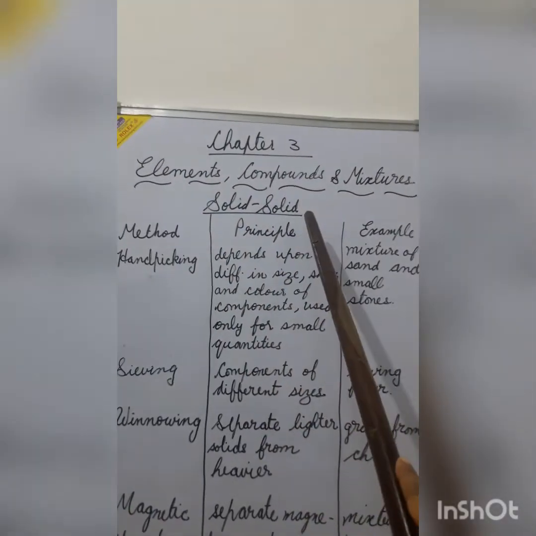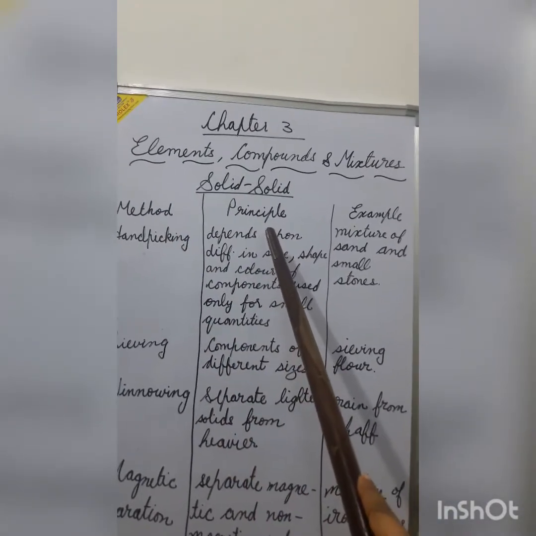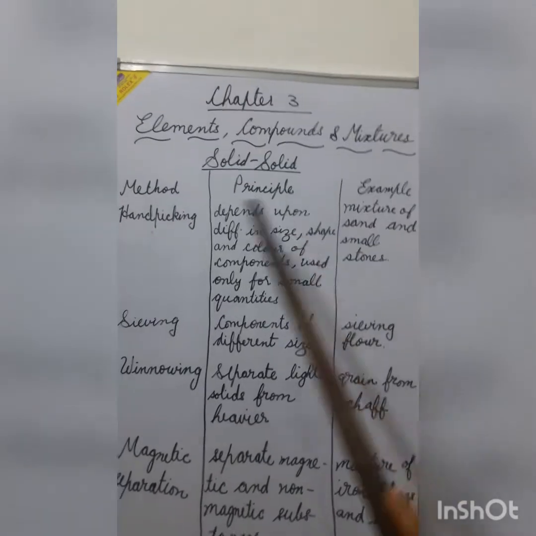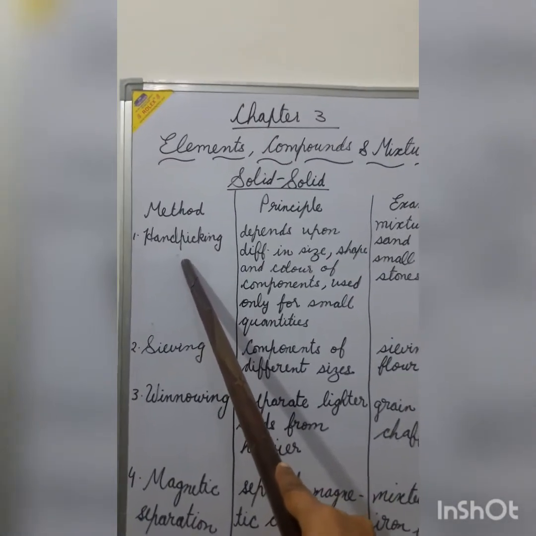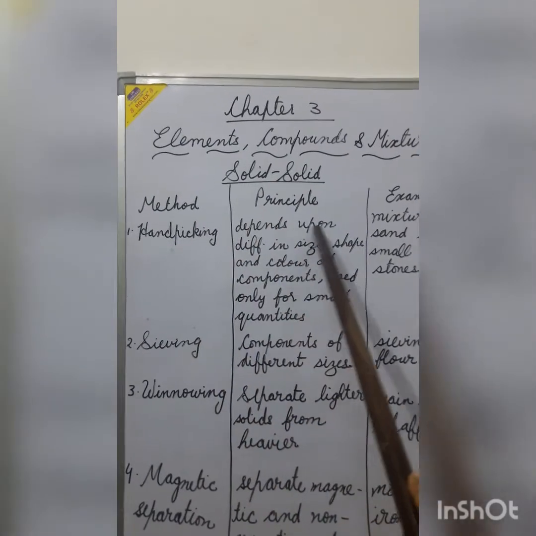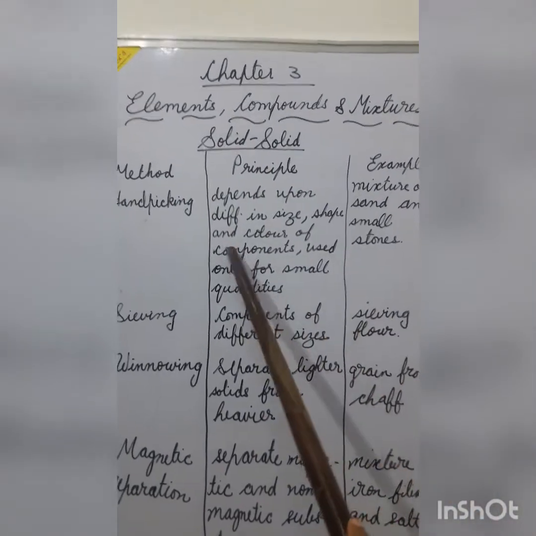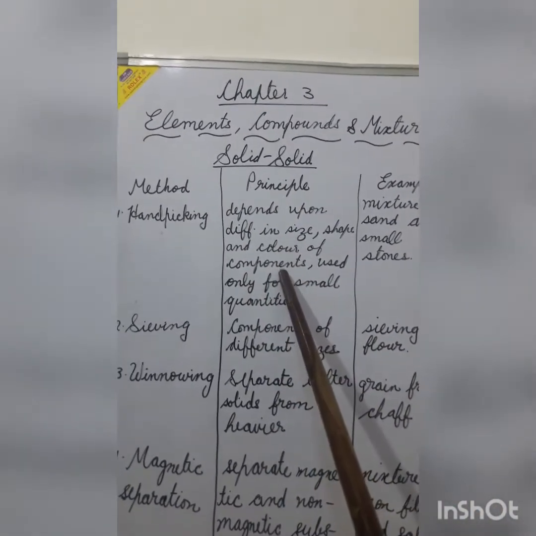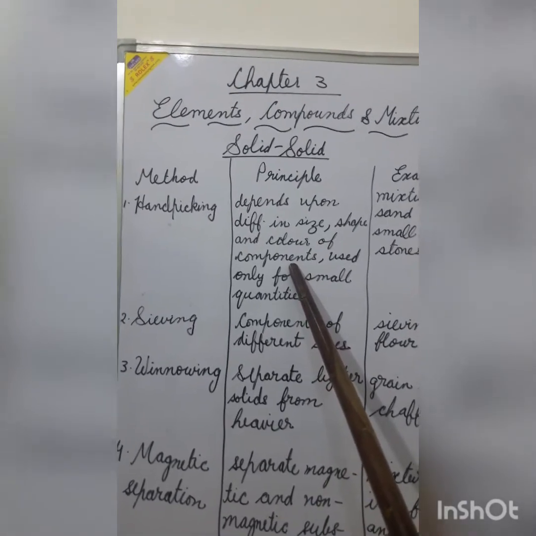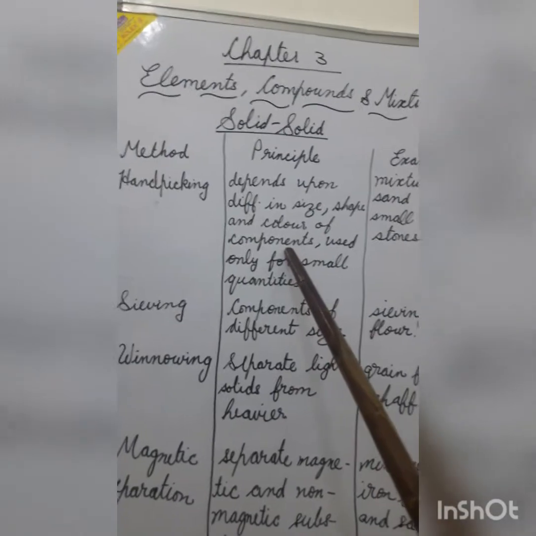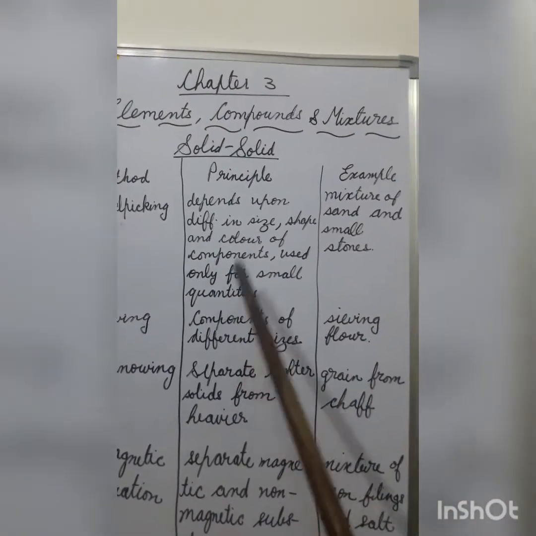Separation of solid-solid mixtures. The methods used, the principle on which they are based, and a few examples. The first method for solid-solid separation is hand picking. It depends upon the differences in the size, shape and color of the components. We can easily make out the different types of components, and by picking with our hands we can separate them. It is used only for small quantities.